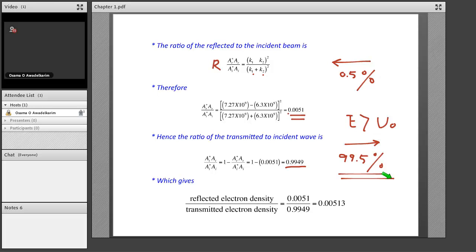So if we have a million electrons, then we have 995,000 electrons transmitted and only 500 electrons reflected. Okay? So the reflected electron density over the transmitted electron density, by dividing these two, is only 0.0513. So most of the electrons are transmitted. Even though only a very small number of electrons are reflected, it's still a significant result because you don't expect this to happen in classical mechanics.